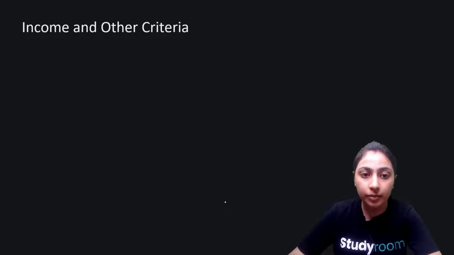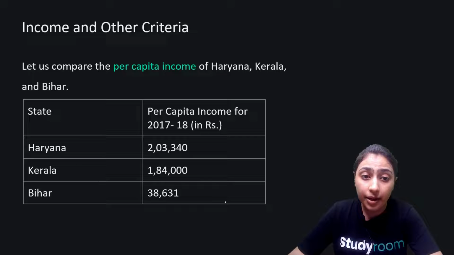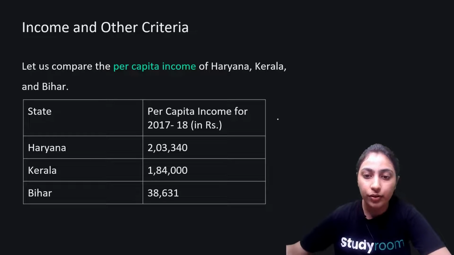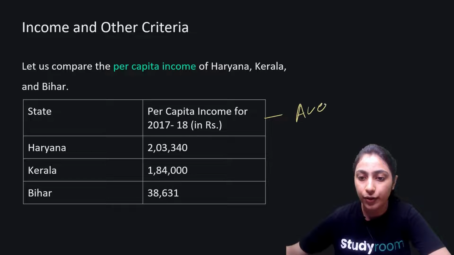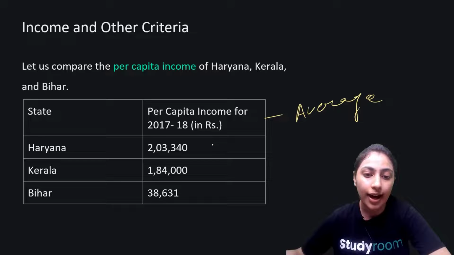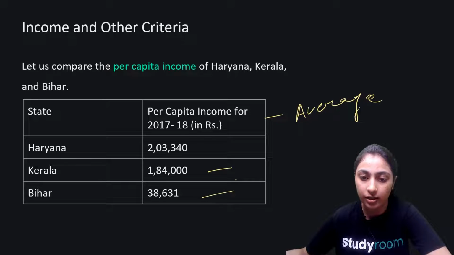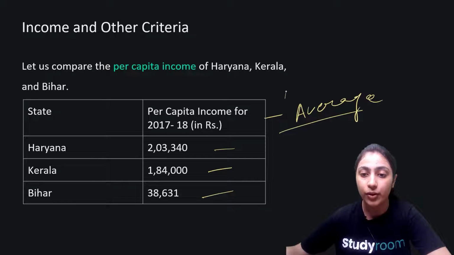we are having income and other criteria. Let us compare per capita income of Haryana, Kerala and Bihar. Alright. Per capita income, as all of us know, means average income. So if I say that average income of Haryana is 2,03,340 rupees. For Kerala, it's 1,84,000. For Bihar, it's 38,631 rupees, which is very less. So by seeing this table, and now since all of us know what is an average income and what is a PCI, per capita income, which exactly means the same.